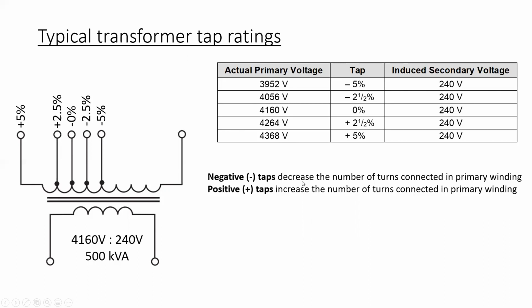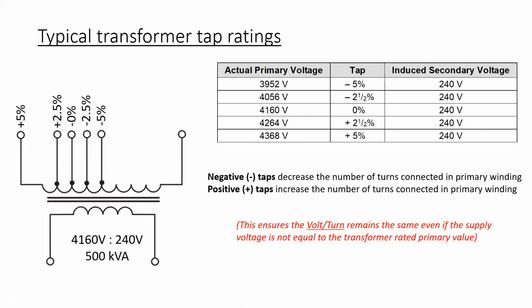And in doing that, you'd be decreasing the number of turns connected in the primary winding, right? Look at where it physically is located. There are fewer turns here than there is from the plus 5 to the common terminal. 0% would be 4160, and then 4368 would be plus 5. That's all the way over here. And so it's adding or increasing the number of turns connected in the primary winding.